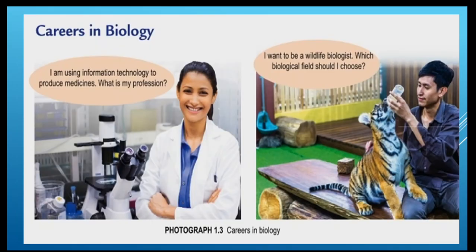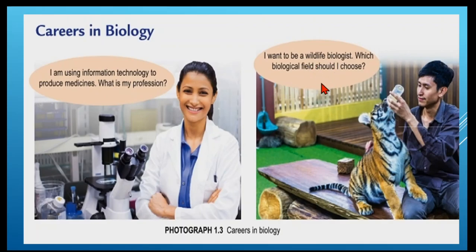Careers in biology. We see here we have two pictures. Careers in biology: I am using information technology to produce medicine. What is my profession? What is the profession to produce medicine? And this one, wildlife biologist. I want to be a wildlife biologist. Which biological field should I choose? This person likes tigers, wildlife. So this one is about medicine, the pharmaceutical field, right?